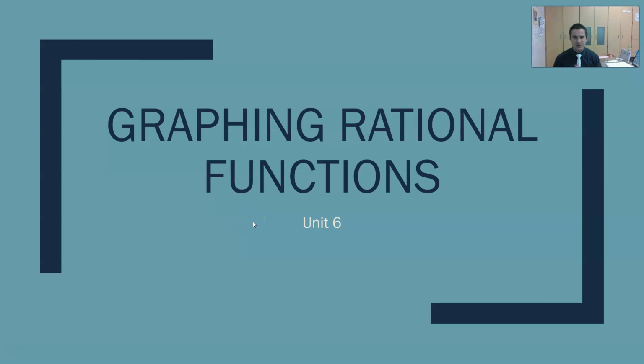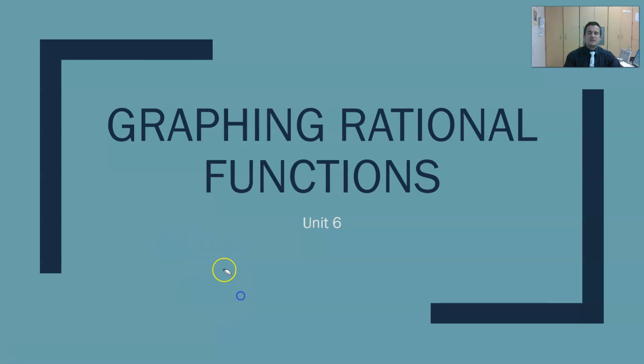We are just getting started into Unit 6. Unit 5 was all about simplifying, multiplying, dividing, adding, subtracting, and solving rational functions. So all these functions that are written as fractions. We talked about how we can solve equations that are in this rational form and how we can add, subtract, and multiply these different kinds of rational functions.